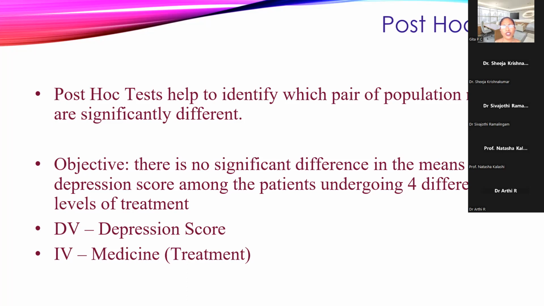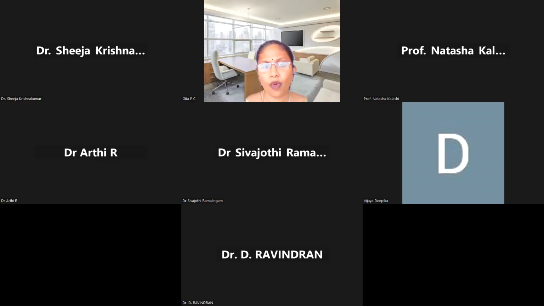So we are going to check if there is a significant difference in the means of the depression score among the patients who have undergone the 4 different treatments. So the dependent variable is the depression score. The independent variable is the treatment or the medicine. So I will just stop sharing. I want all of you to go into your SPSS and open the particular file.